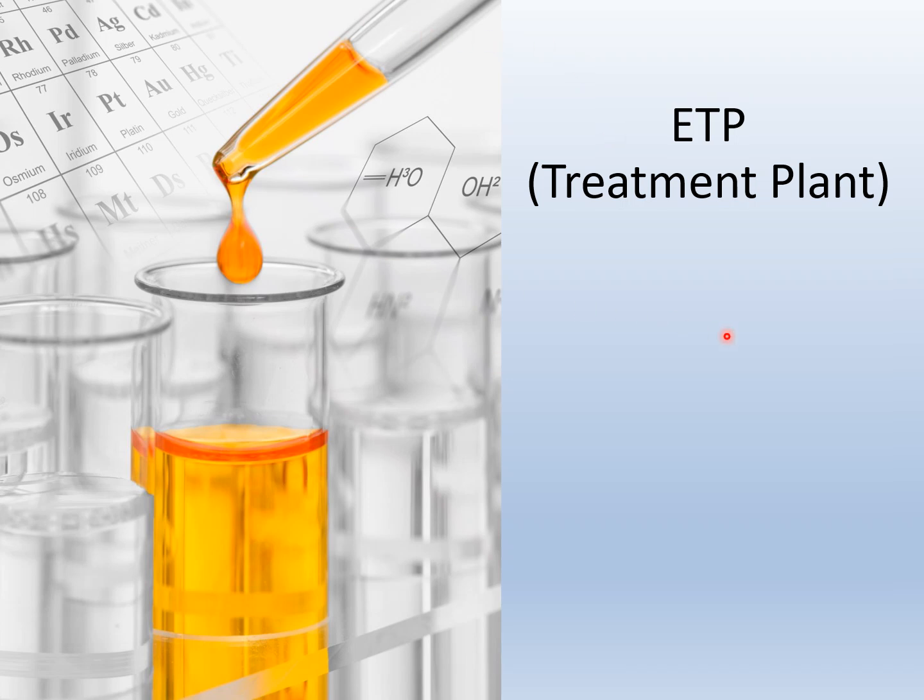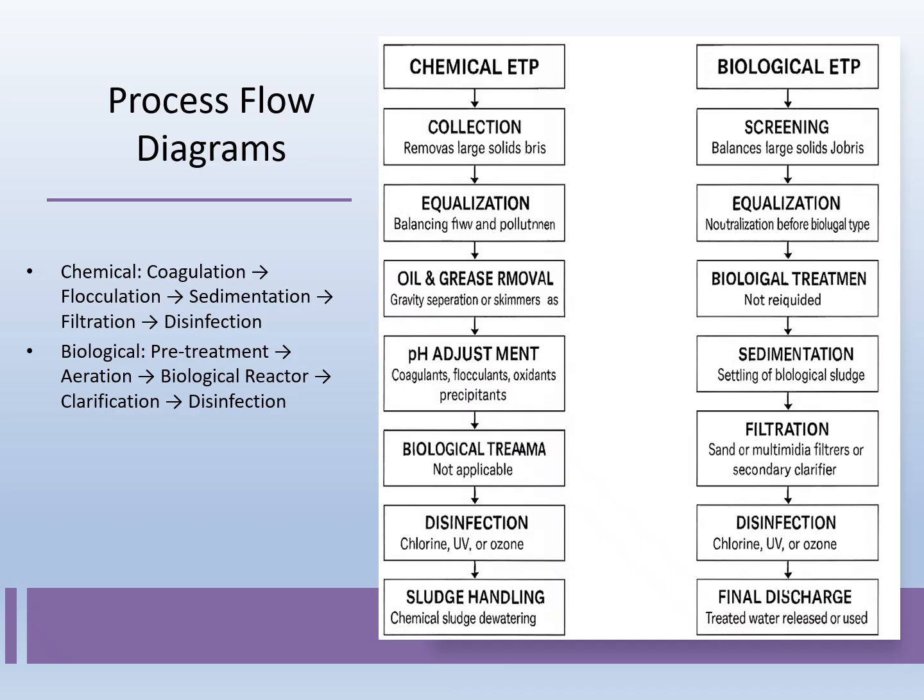Good morning, my friend. Today we will share knowledge about the ETP, Effluent Treatment Plant, process flow diagram. There are two types, chemical and biological. Chemical has coagulation, flocculation, sedimentation, filtration, and disinfection. Biological has pre-treatment, aeration, biological reactor, clarification, and disinfection.